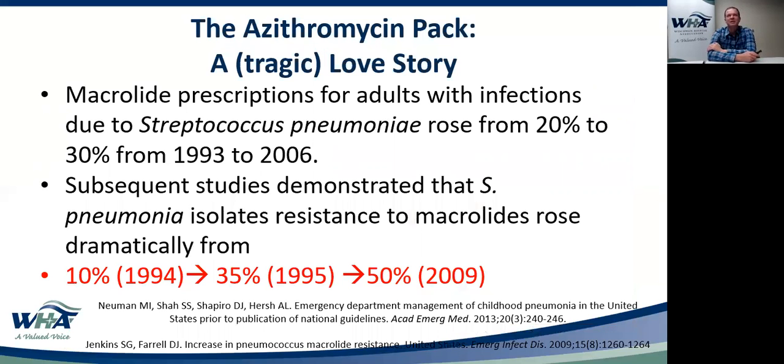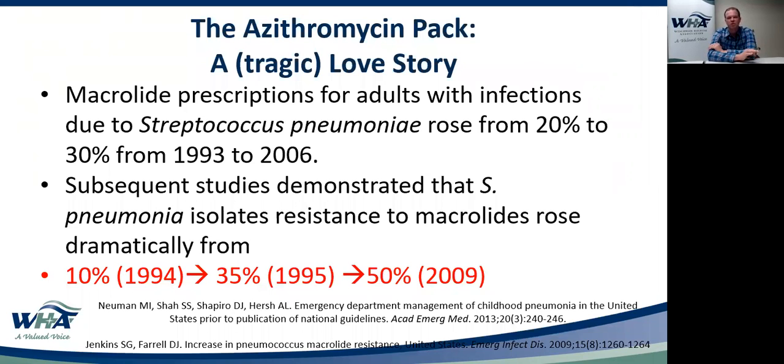So we're not allowed to use trade names here, but a certain drug has been marketed since the late 80s as the azithromycin pack. And I call this a tragic love story. The azithromycin pack was one of the most successful marketing campaigns in medicine. When the data was first collected in 1993, the macrolide prescriptions for adults with infections for strep pneumo was already up to 20%. And from 1993 to 2006, it went from 20 to 30%. So 1/3 of all people with pneumonias, and probably some people with bronchitis, right, were being treated with this very broad spectrum agent, this very potent drug, 1/3 of the time.